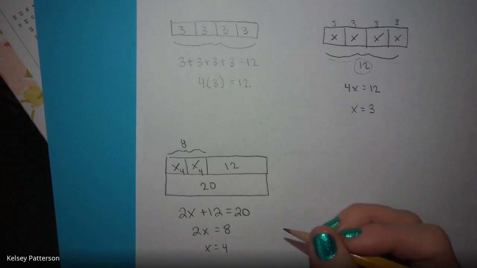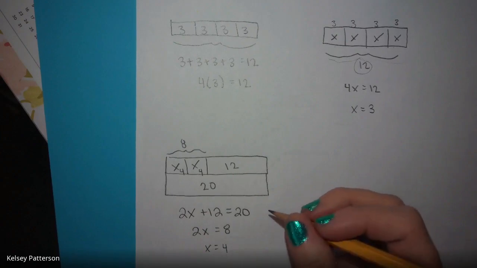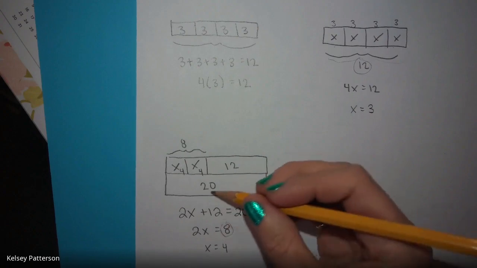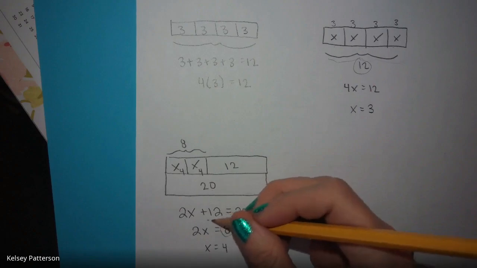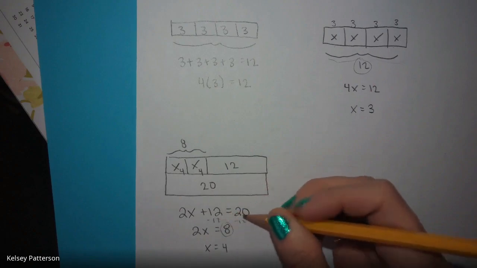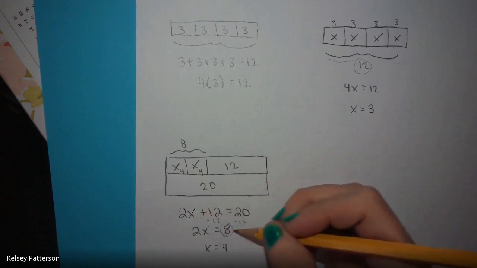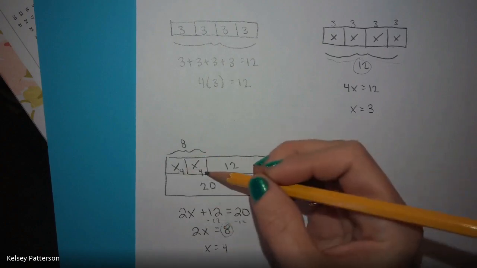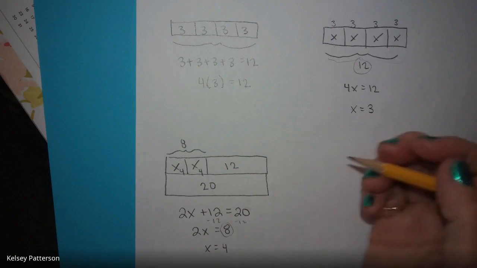And this is a nice way, a nice visual, to kind of show where some of these inverse operations are coming from. So notice how I got the 8 was really 20 minus 12. So I really needed to subtract 12 from both sides. And then I was left with 2 X's equal to 8. And then if I divided those 8s into equal groups, I would get 4 and 4.